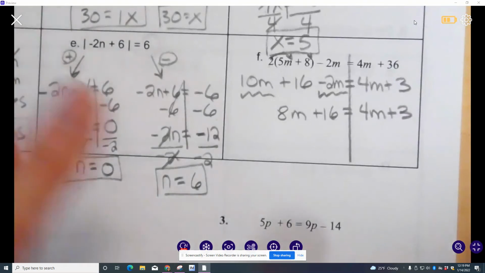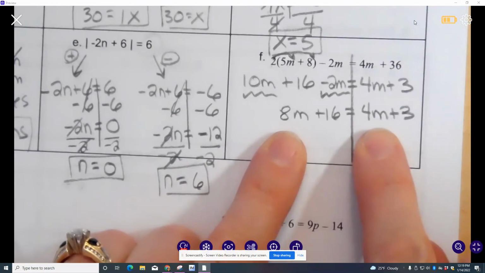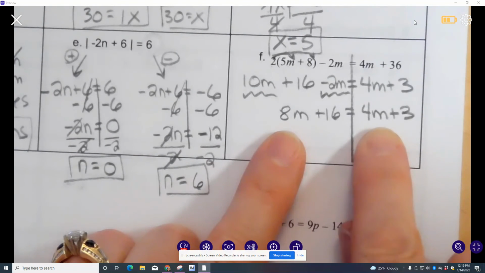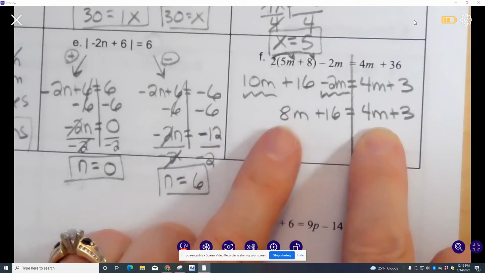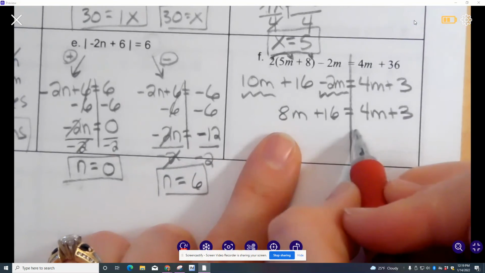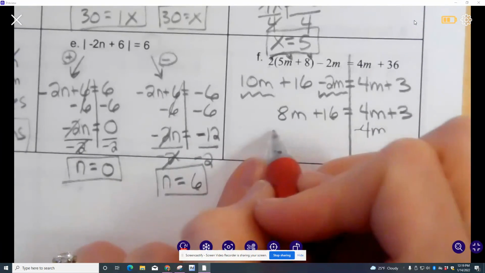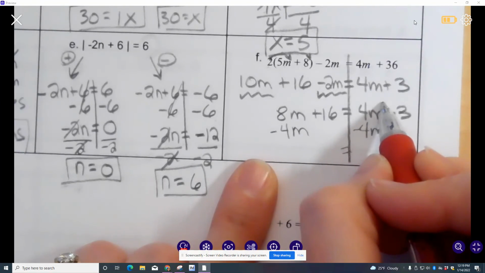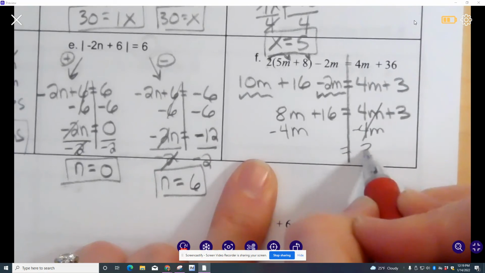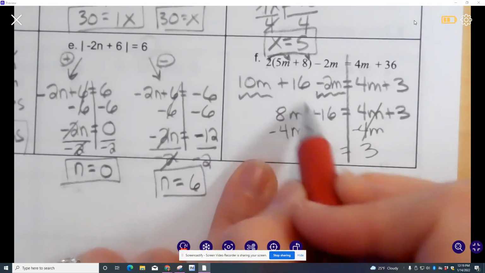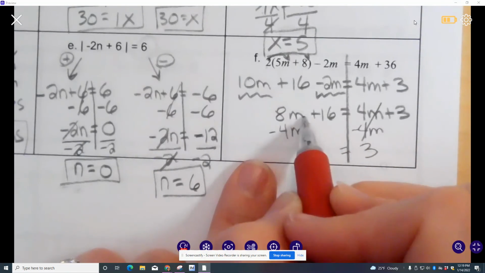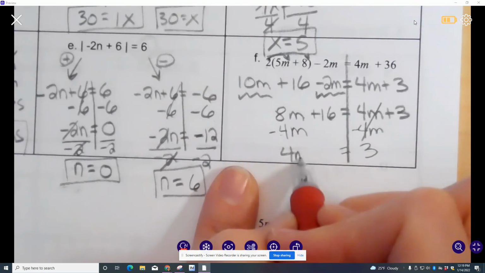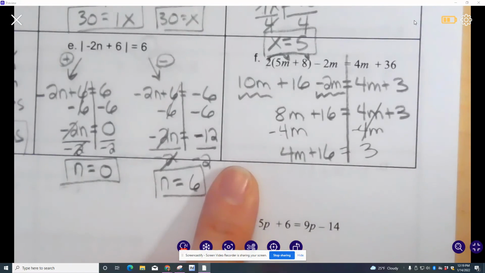Okay, get your fingers out again. I still have 2 variables. Notice this time they're on opposite sides of the equal sign. So I want to get them all together. 8m is the bigger party, so I want to subtract 4m from both sides. So 4m minus 4m is 0. I'm left with 36 over here. These are like terms. You can combine those. 8m minus 4m is 4m plus 16.